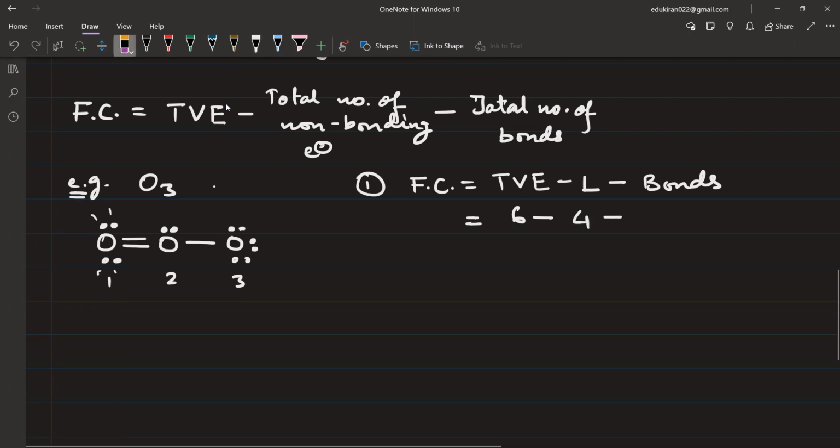And how many bonds are there? 2 bonds, right? The formal charge at the first oxygen is equal to how much? It is equal to 0. So, tell me, Ram. Please speak a little louder, Ram.